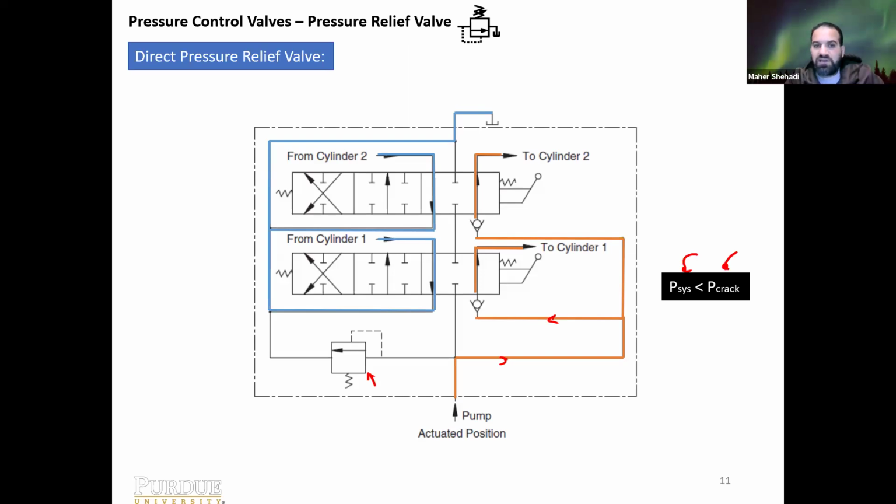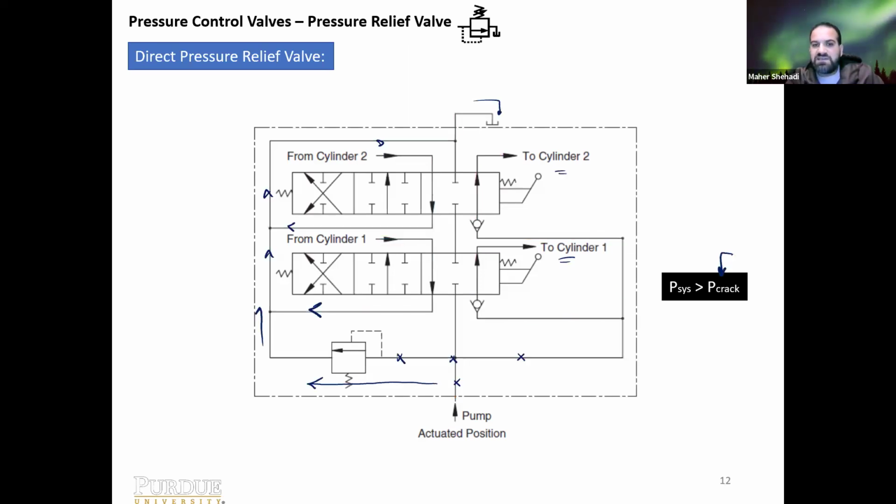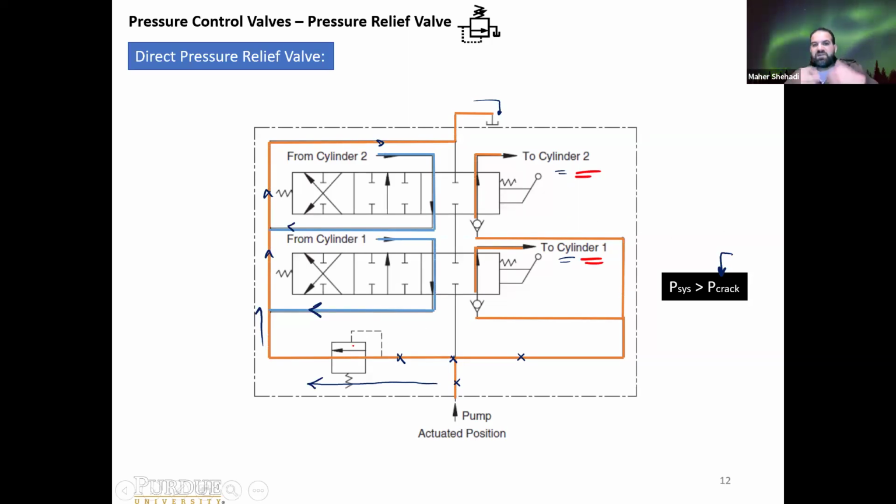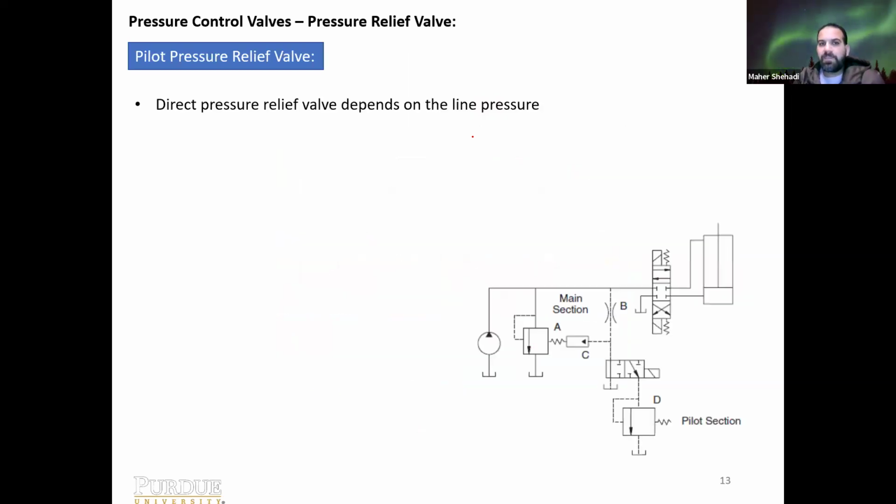When we cross that cracking pressure of the pressure relief valve, you're still providing flow to the two cylinders, cylinder 1 and 2. But since you crossed that cracking pressure, something is happening: either the load requirement has decreased, or something is blocked. So this pressure relief valve opens, and now we have flow going through it. You have the return from the two cylinders. They join this line, and all of them go back to the tank.